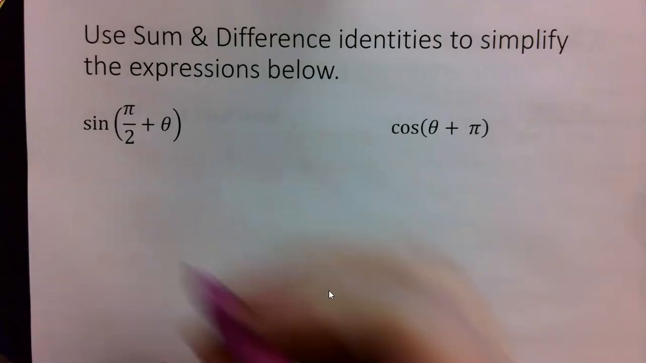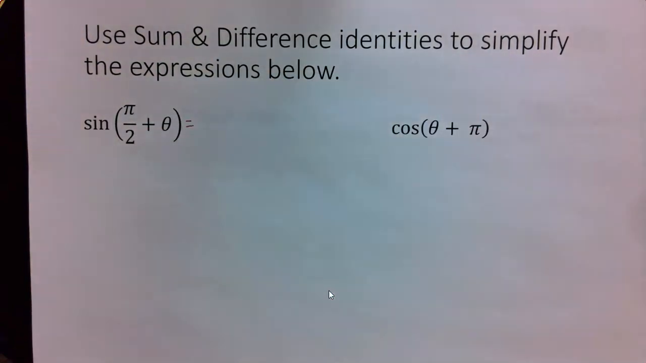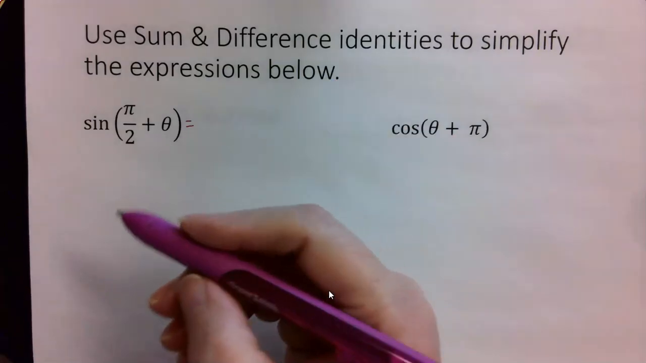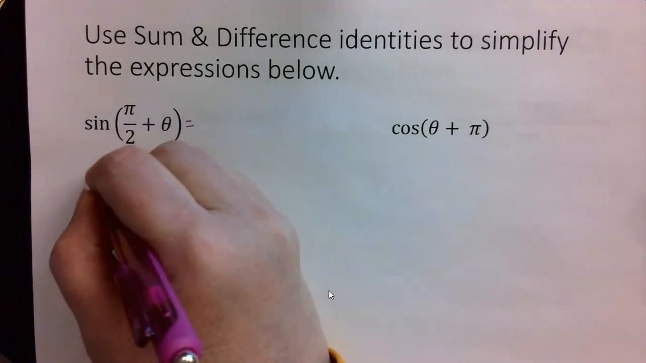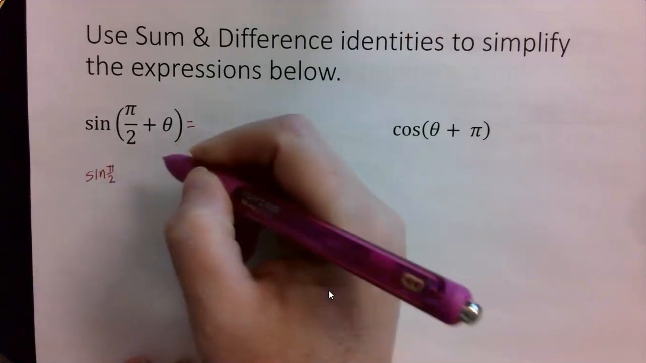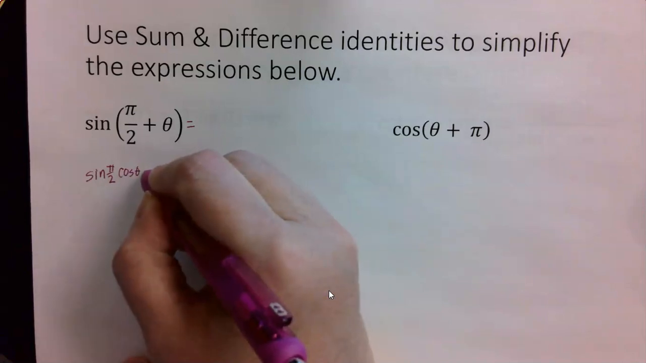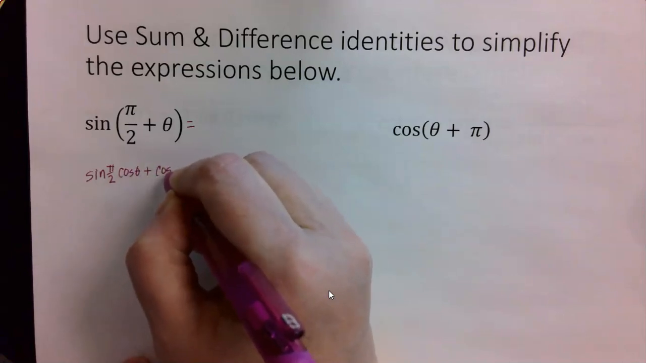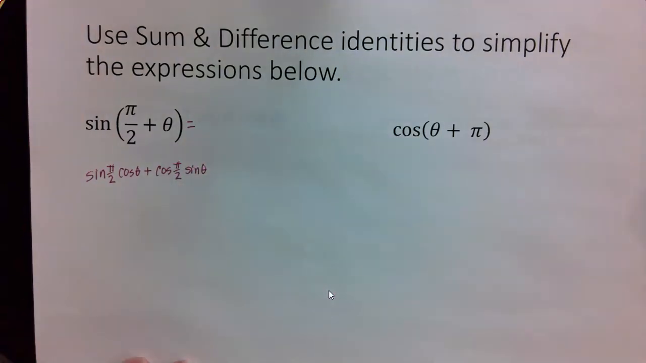So for the first one here, we have the sine of pi over 2 plus theta equals. This is kind of like the complements, except the complements is where it's pi over 2 minus theta. This is pi over 2 plus theta, so you're just going to add 90 to your angle. This is a sine, and it's a sum. So we're going to have the sine of pi over 2 times the cosine of theta, plus the cosine of pi over 2 times the sine of theta.